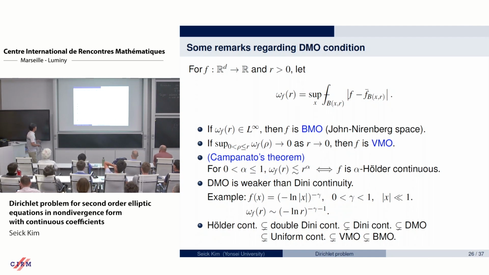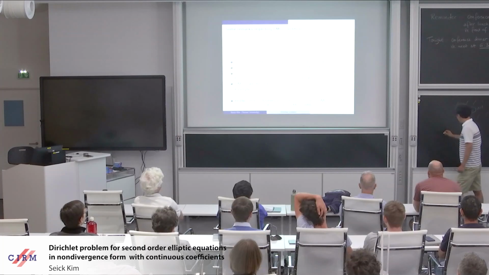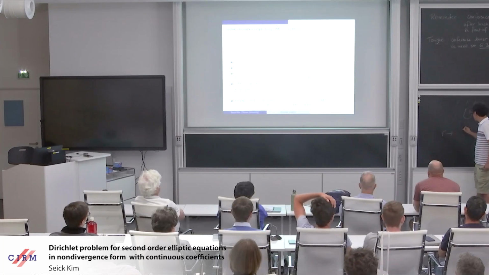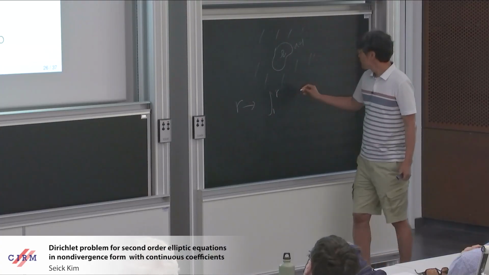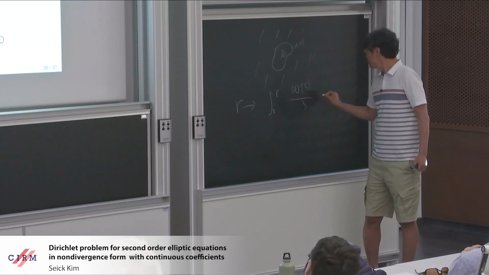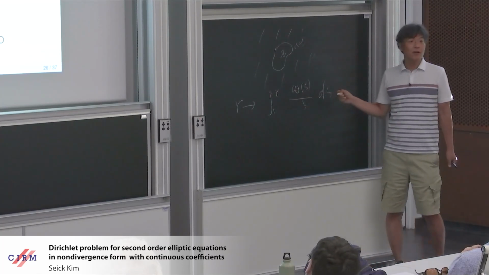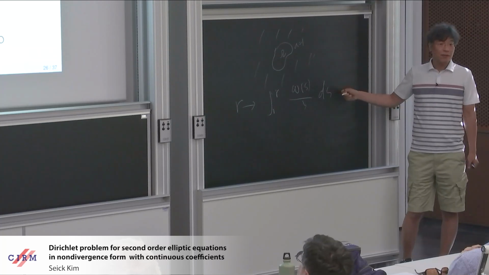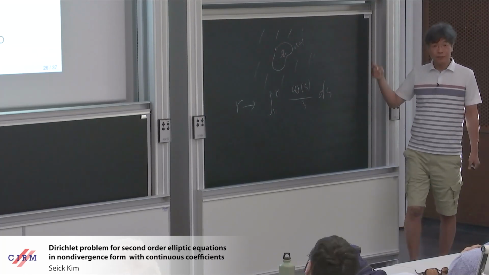So there's an example of this. This is a kind of hierarchy. Hölder continuous, double Dini continuous means, okay, let me just write it down. You send r to the integral from 0 to r of ω(s)/s ds. And this is a function of r, right? If this is Dini, then it's called double Dini.